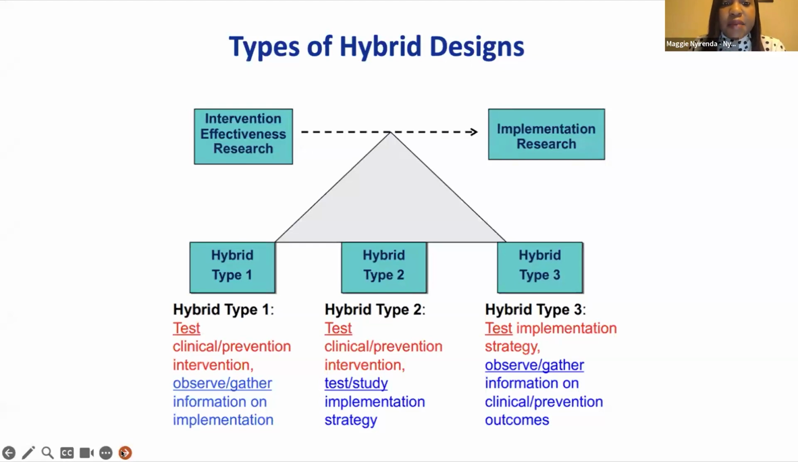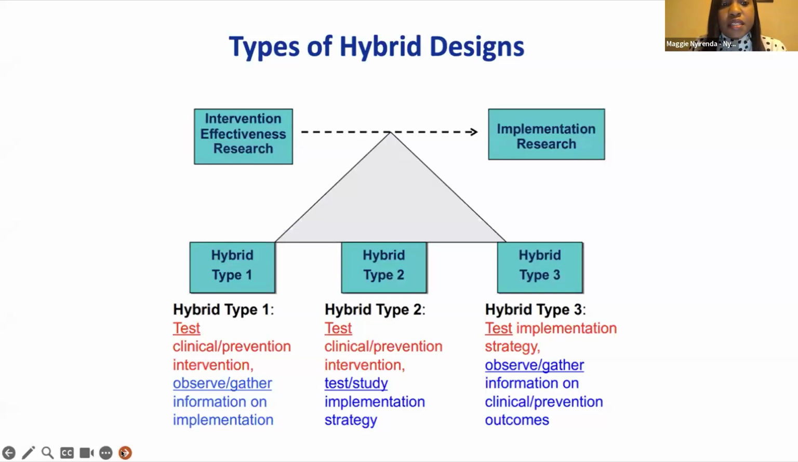And lastly, you have hybrid type 3, where you focus on the implementation strategy. So in the case that Eleanor gave, the education of staff on dolutegravir, and then observe or gather data on clinical prevention outcomes.